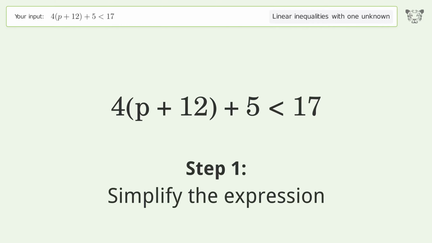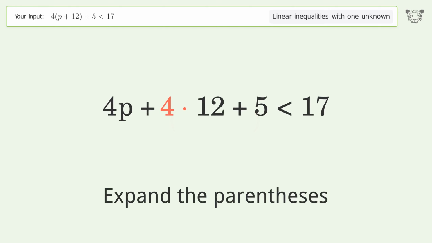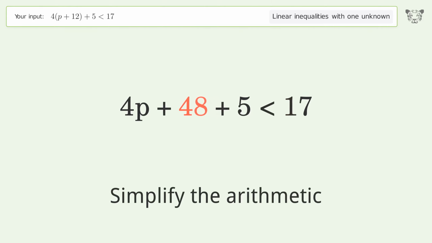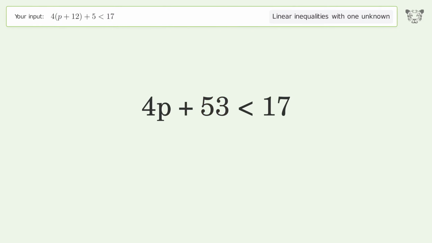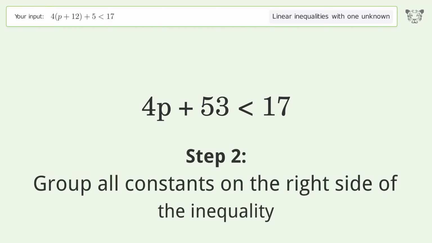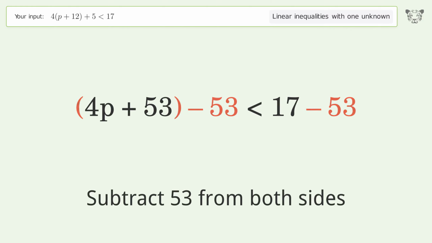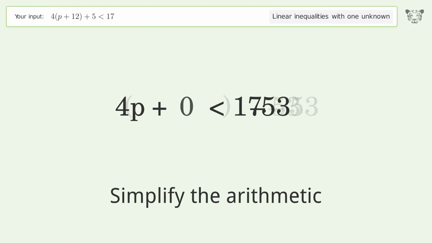Simplify the expression. Expand the parentheses. Simplify the arithmetic. Group all constants on the right side of the inequality. Subtract 53 from both sides. Simplify the arithmetic.